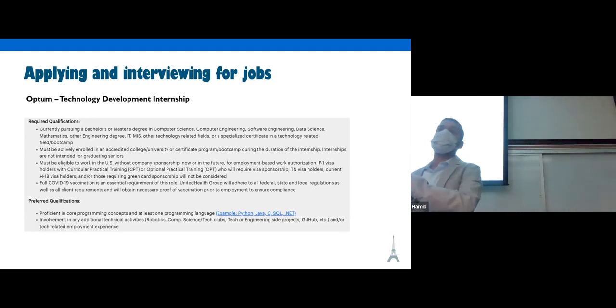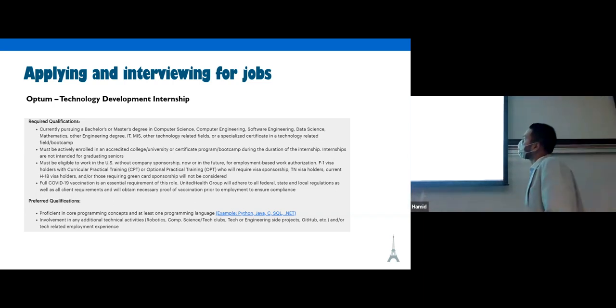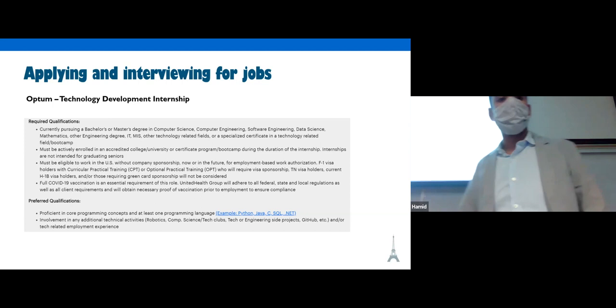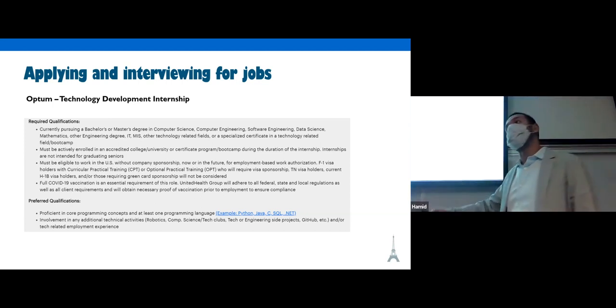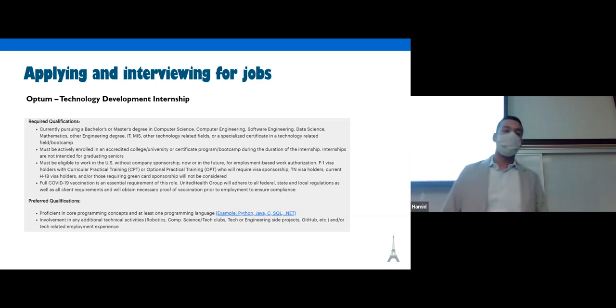Third and final sample I'll show you, and there's millions of these out there, okay? I'm just showing you some samples. Optum itself is a technology development internship. There's internships all throughout the year, but their summer internship program is the most popular. You must be currently pursuing a master's degree or a bachelor's degree in order to qualify for this internship.